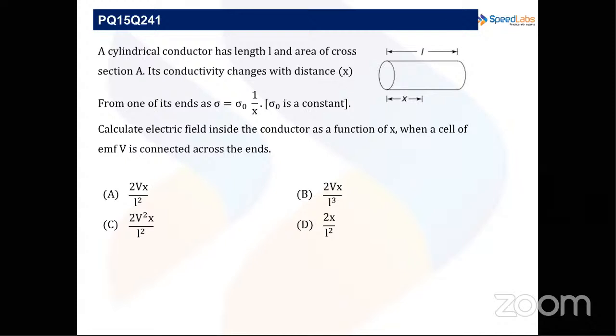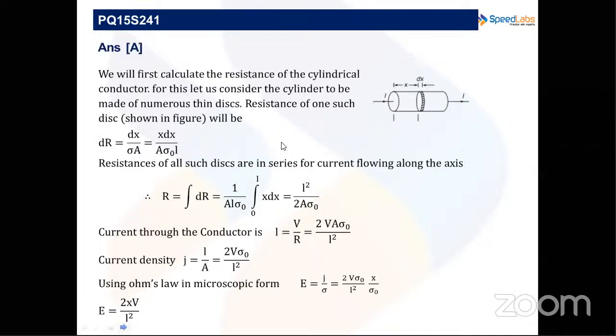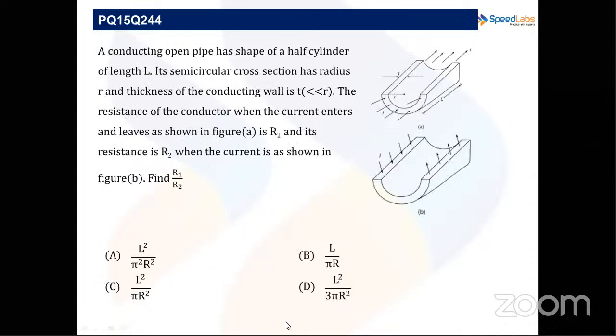Next question is a conducting open pipe has shape of a half cylinder of length L. Its semicircular cross section has radius R. Basically this distance which is given, this is R, semicircular cross section, and thickness of conducting wall is T. So thickness of this wall is T, but T is negligible when compared to R. So you can assume कि ये dt है, width is almost negligible.